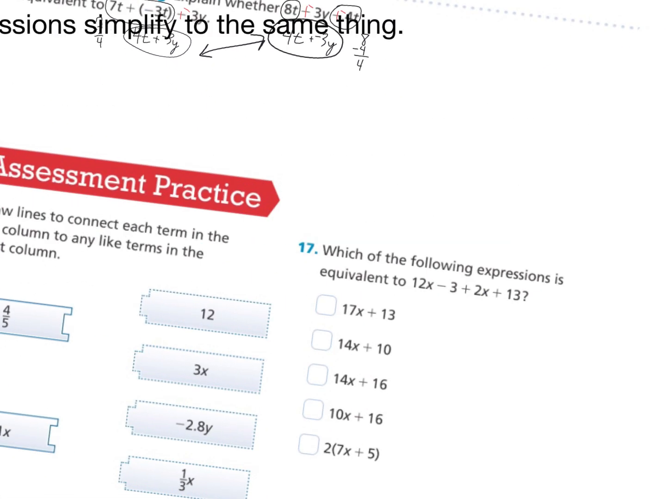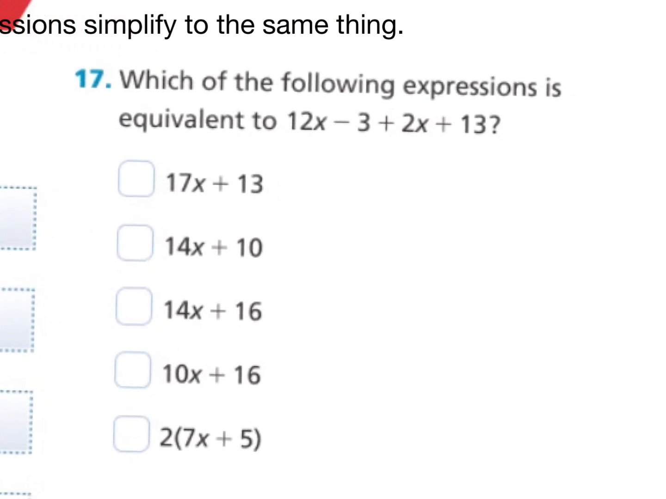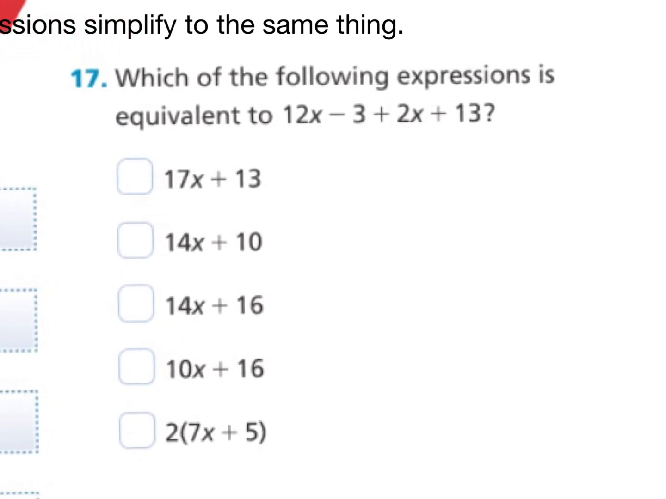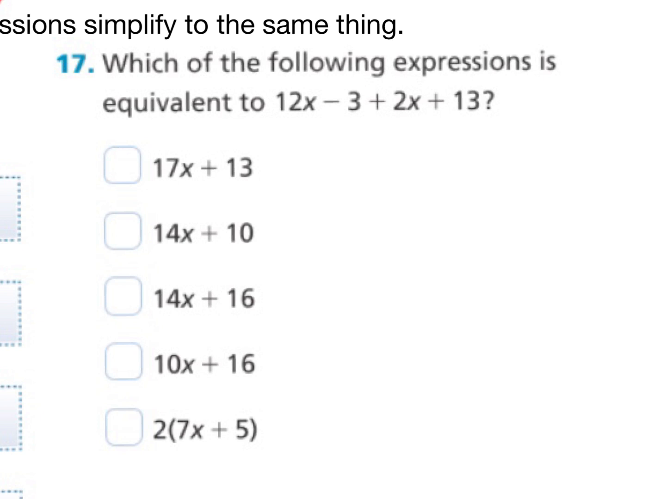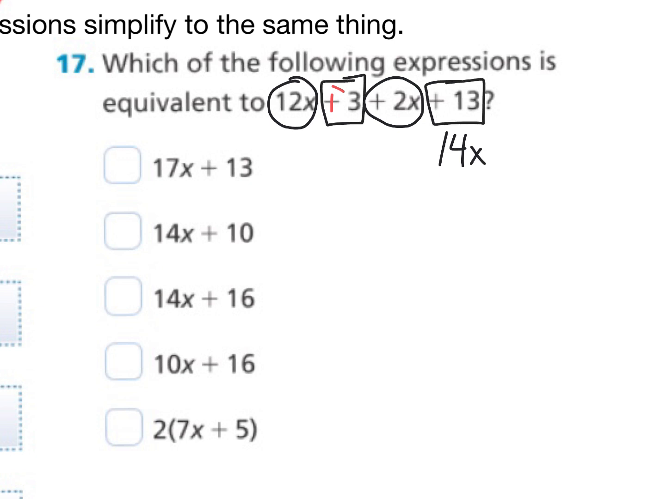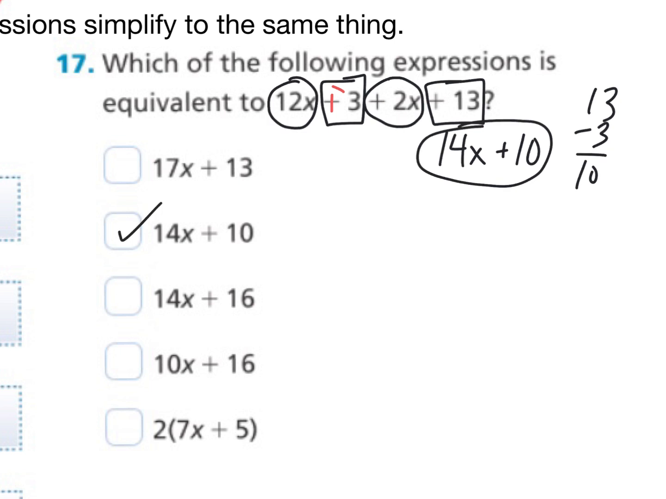And finally, if we look at number 17, which of the expressions is equivalent to that? So same idea here, we can add the opposite, combine like terms. So 12x plus 2x would be 14x. And then -3 plus 13, different signs, take the difference. We have more positives, so that would be plus 10. So 14x plus 10. I see the second one is already like that.